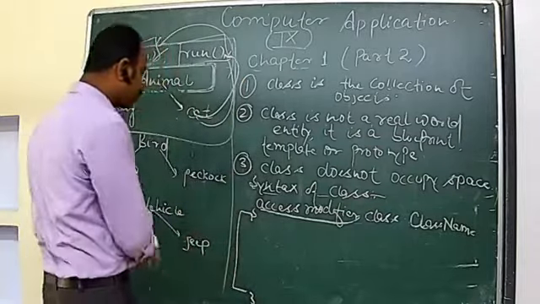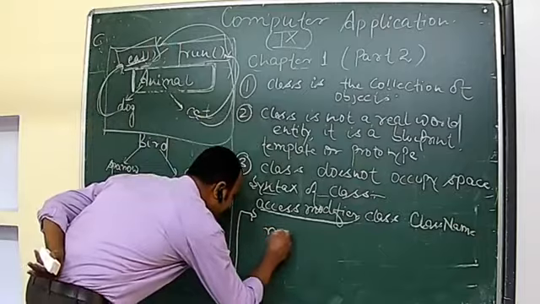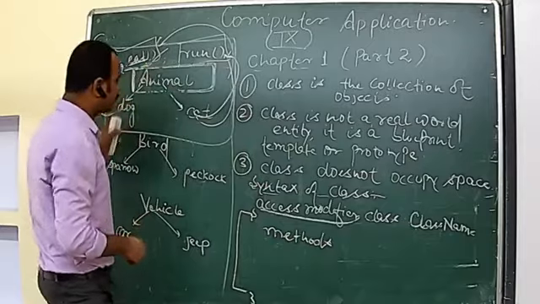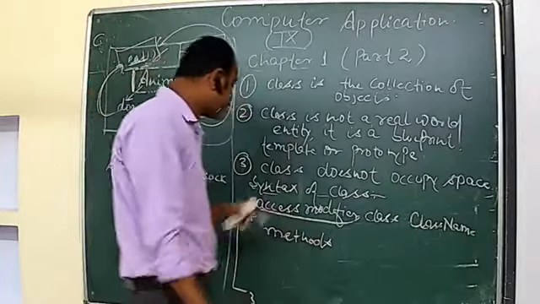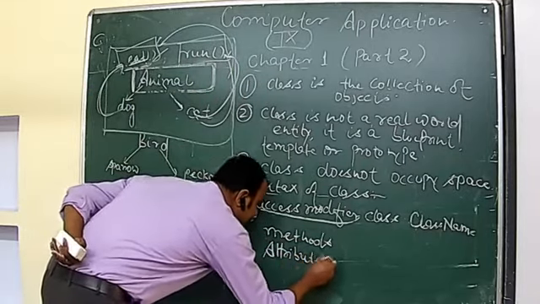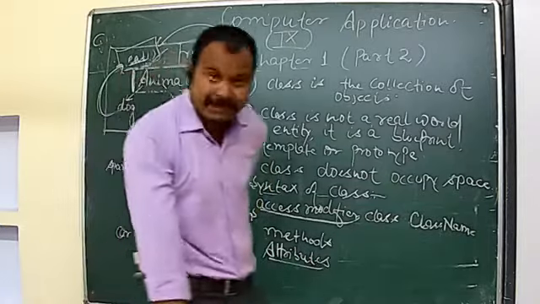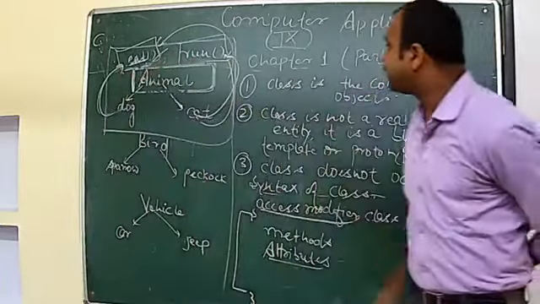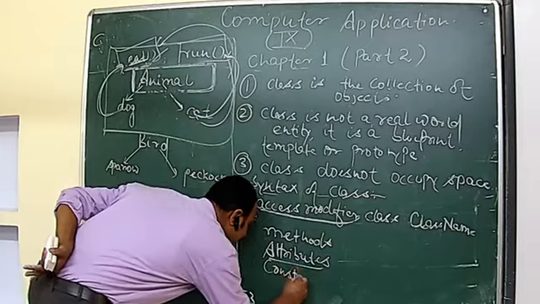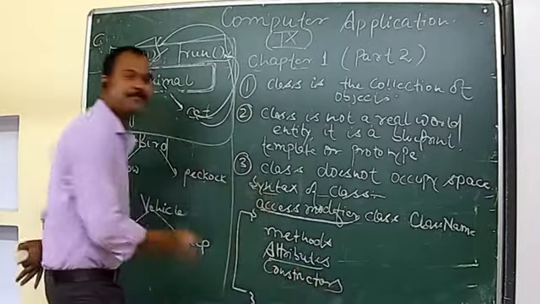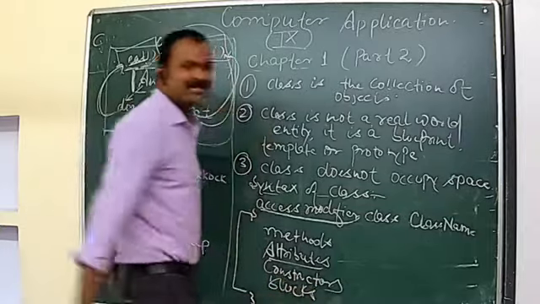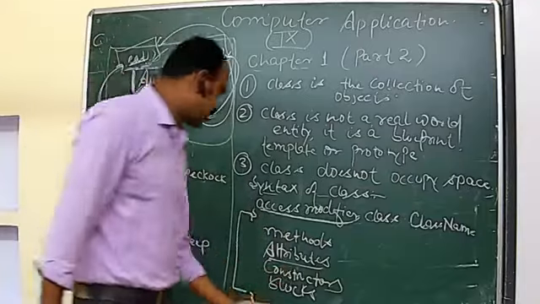This class can have methods, as I told you, so that the objects can use those methods. It can have attributes. Attributes means data, variables. Variables can be kept in the class. Then constructors, then different blocks, then nested classes and so on. So one by one, lesson by lesson, we'll come to know about this.